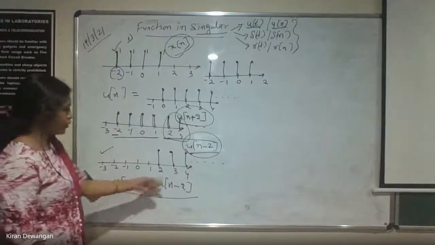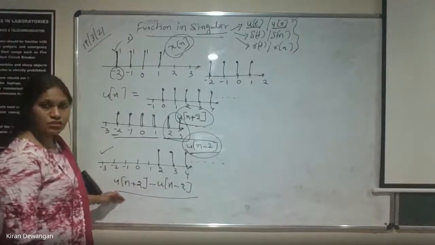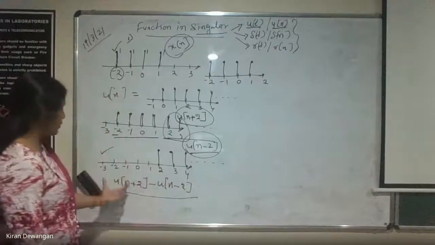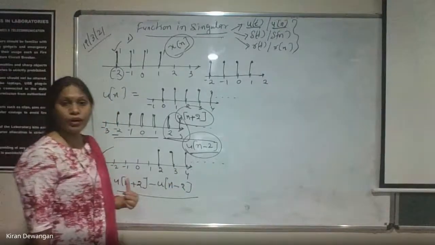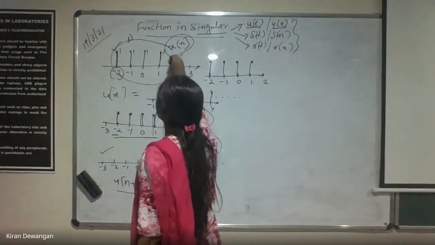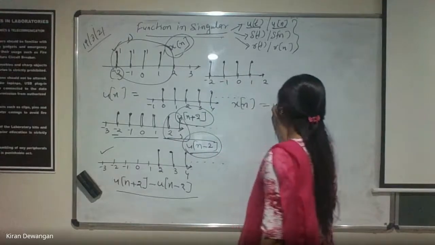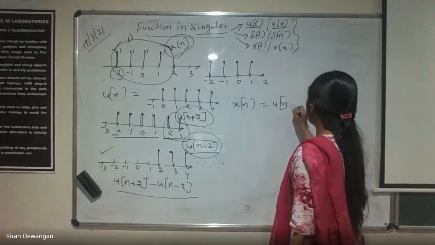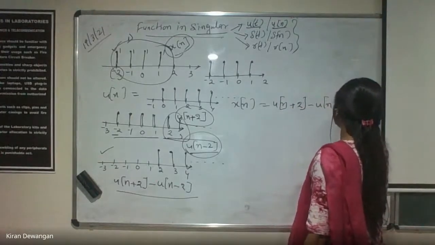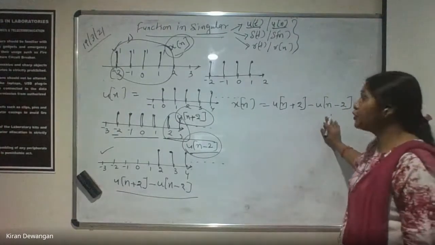So if we plot u of n minus 2, that will start from 2. And if we subtract these two, we will not be getting any plot from 2 onwards. Okay? We will be getting only plot at minus 2 to 1. Clear? So we have represented this particular signal in terms of un. Xn can be written as u of n plus 2 minus u of n minus 2. This is the first form of function in un terms.